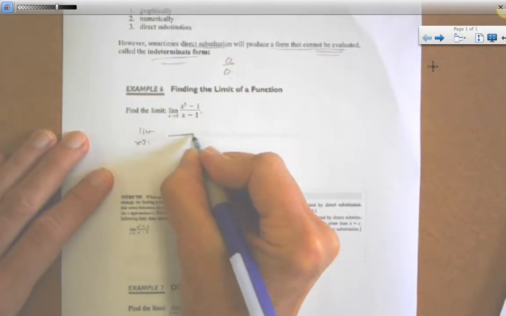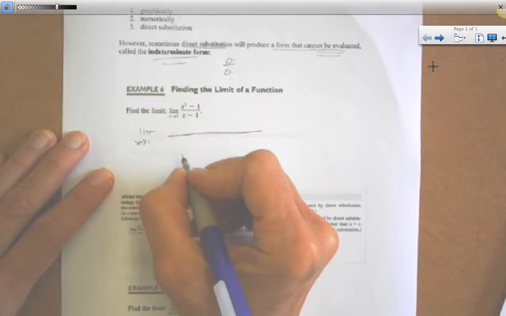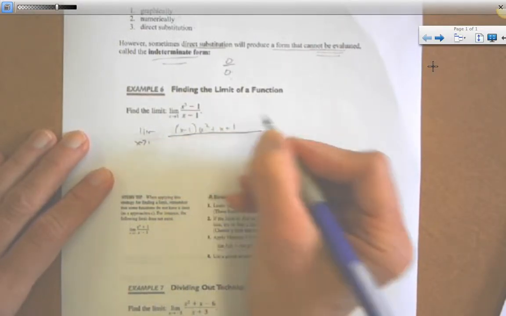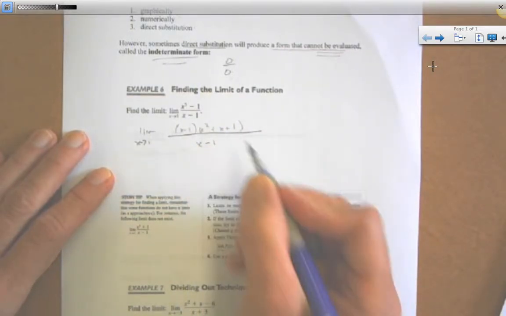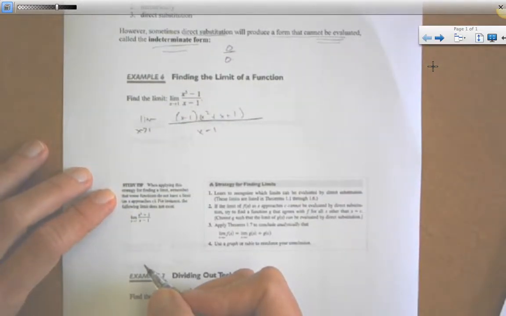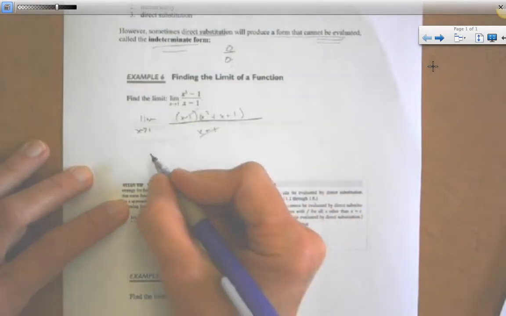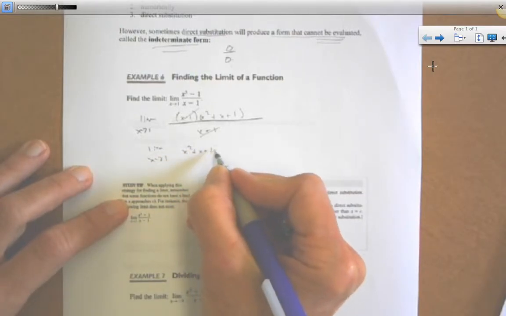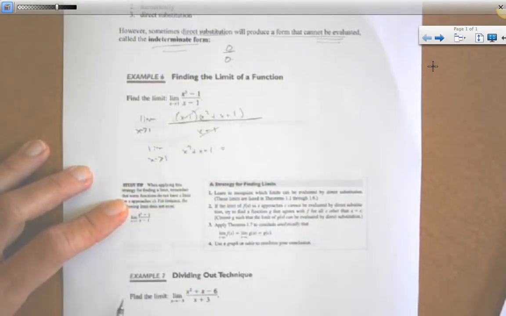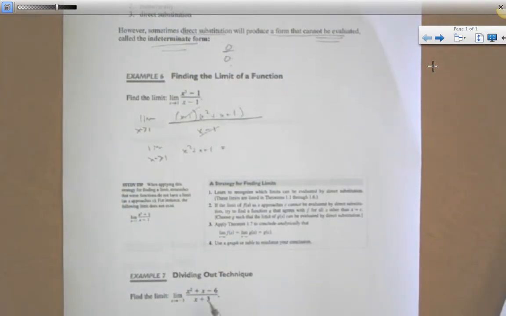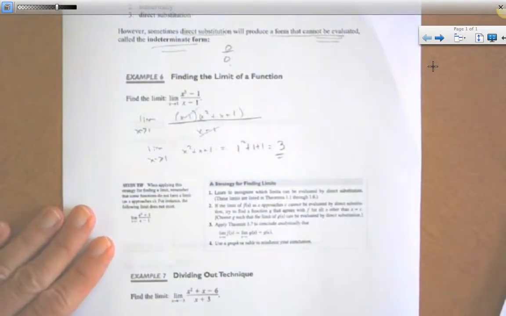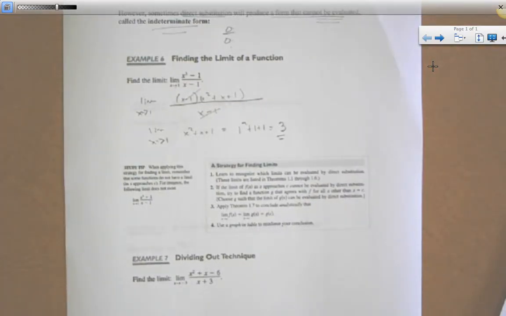Recall from pre-calculus and from algebra 2 how to factor a difference of two cubes. So x minus 1 times x squared plus x plus 1, over x minus 1. So I'm just taking out common factors. I'm going to simplify the expression. The x minus 1's drop out. That gives me x squared plus x plus 1. Now I have a polynomial function that I can easily do direct substitution on. It's not undefined somewhere. I can find the value. I'm going to plug 1 in, and I get 3, which confirms what we found on the first day from section 1.2.